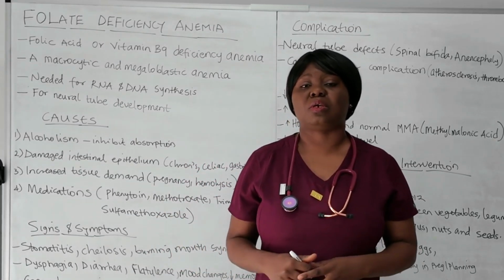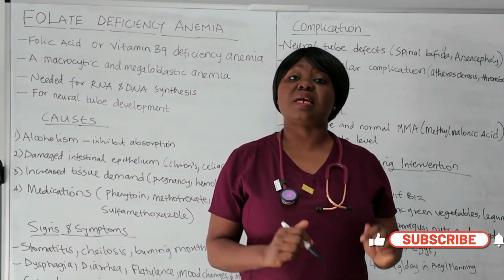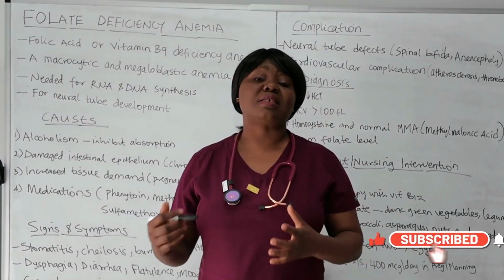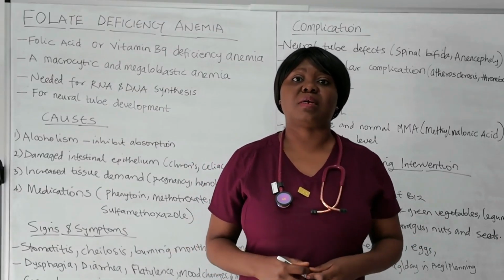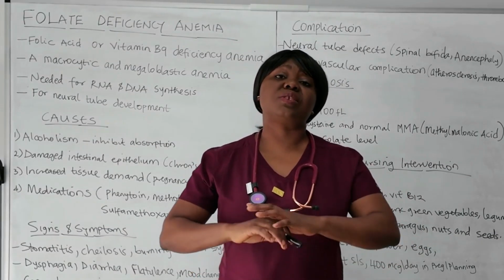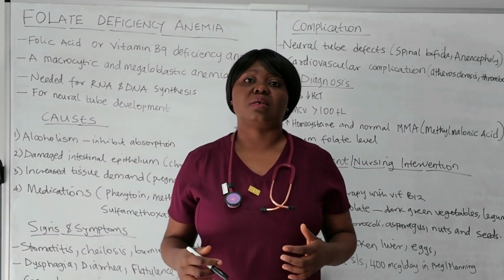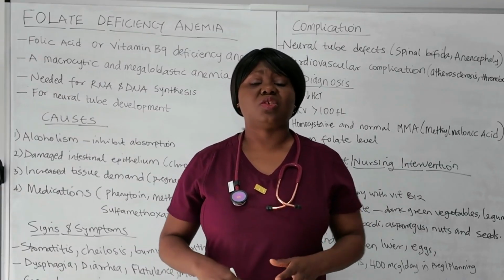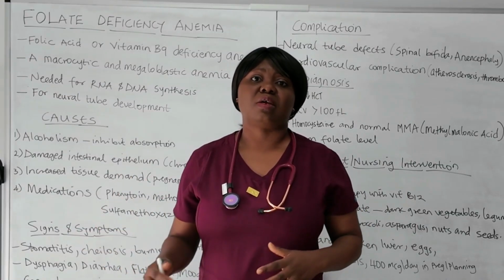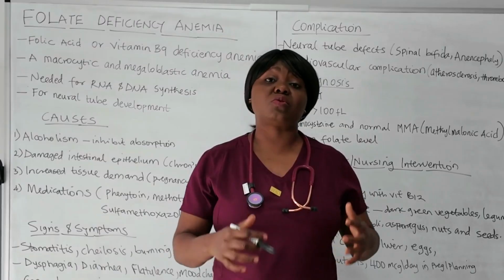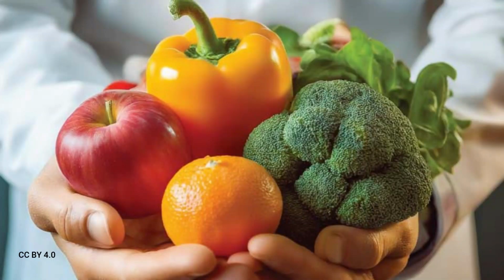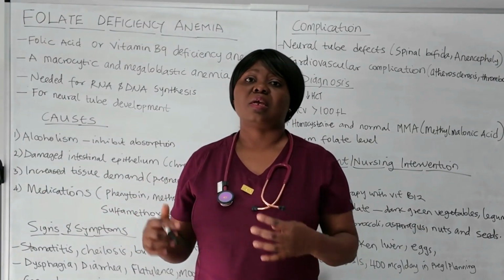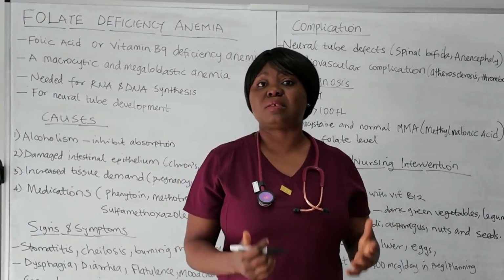For folate deficiency anemia, it is also called folic acid deficiency anemia or vitamin B9 deficiency anemia. Now, folate is gotten entirely from food sources. Our body does not produce this, just like vitamin B12. We get it especially from plant sources, so it is high in plant sources like green leafy vegetables, legumes, nuts, and seeds, and we get it also from fortified cereals.